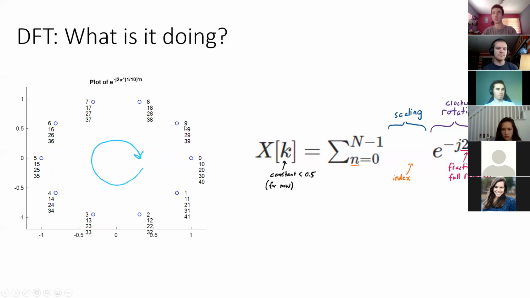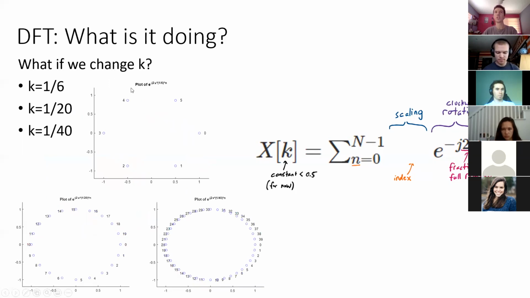Also, just note that it goes up to 1 minus the number that you're dividing by. So we were dividing by 10, it goes up to 9, and then we're back where we started. Then we can change k. If we make k like 1/6, then pi over 6 is our increment, right? And so we're rotating faster and jumping quicker around this circle. And if we increase that, we can get more points, right? So this should all be making sense.